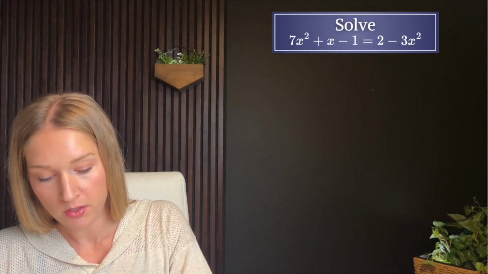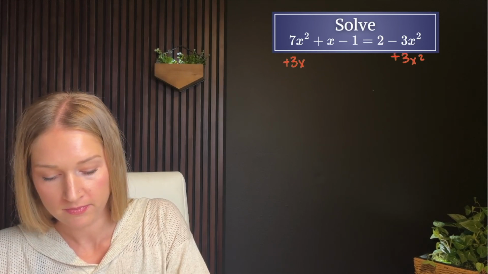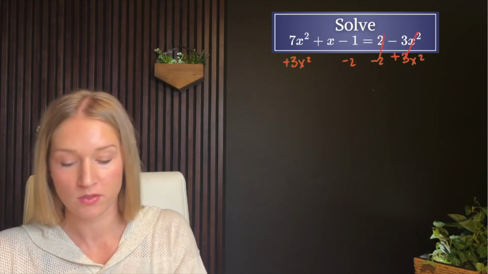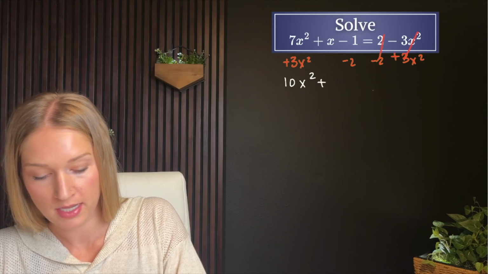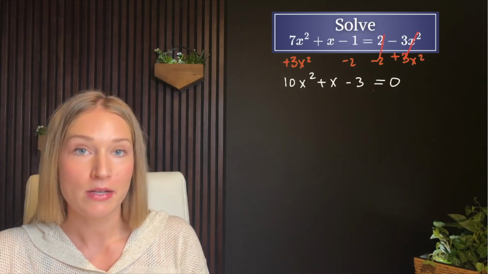So I will go ahead and add my 3x squared. And then I will subtract the 2. And I'm just combining these with the like terms on that left-hand side. So I've got 10x squared plus x minus 3 equals 0. And now I need to factor.